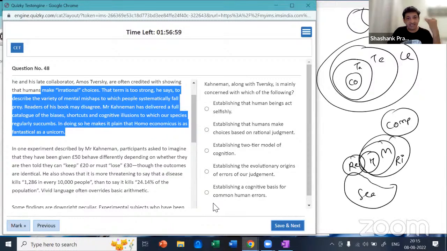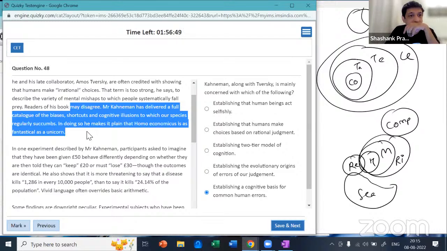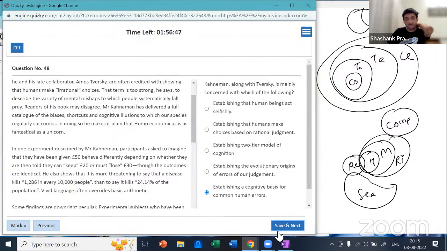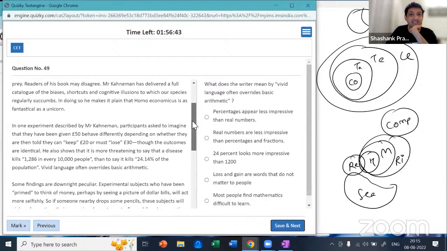Two-tier model of cognition is again Kahneman's book. Evolutionary origins, so definitely they haven't touched. Cognitive bias for common human errors. Yeah, I think this is the one. Cognitive bias for common human errors. Vivid language often writes basic arithmetic.